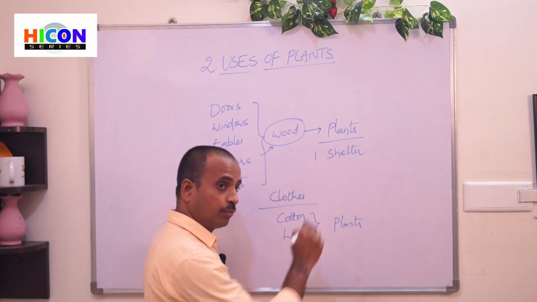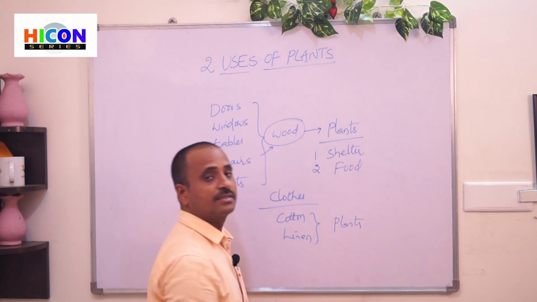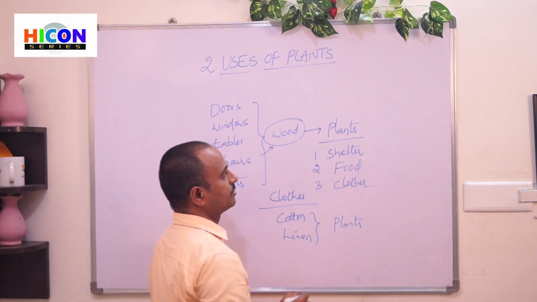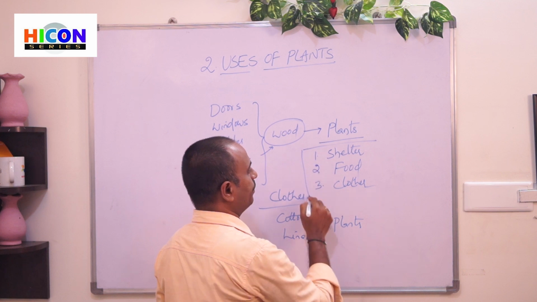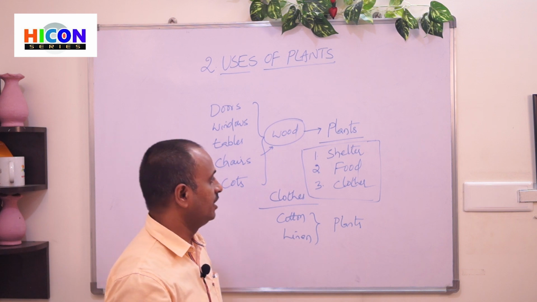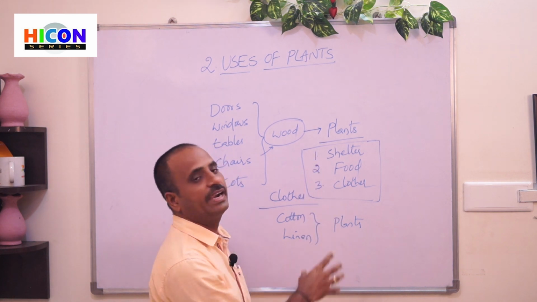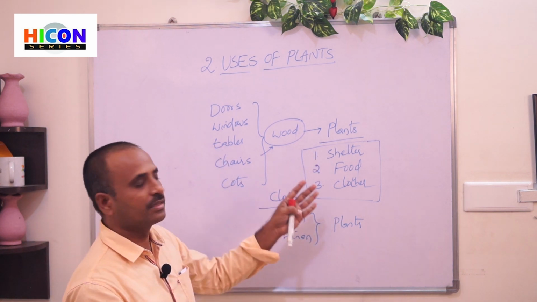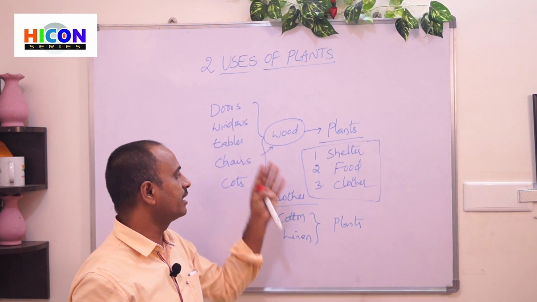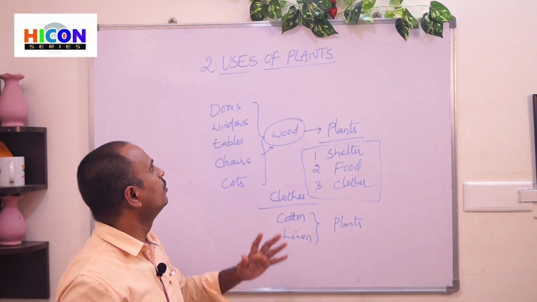Shelter for the poor people, and they are giving food for the animals, and they are giving clothes to wear. These are the primary needs of the human beings. These are the primary needs of the living beings on the earth. So shelter, food and clothes are the primary needs. These primary needs are satisfied by the plants. That means they are giving shelter for the poor people, they are giving food to eat, and they are giving clothes to wear. In this way, there are so many uses of the plants.